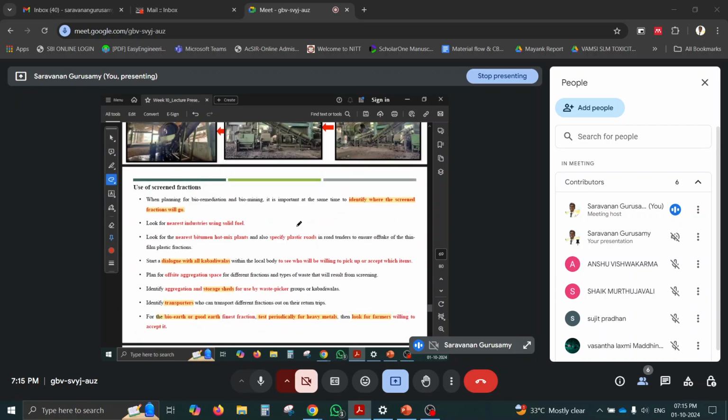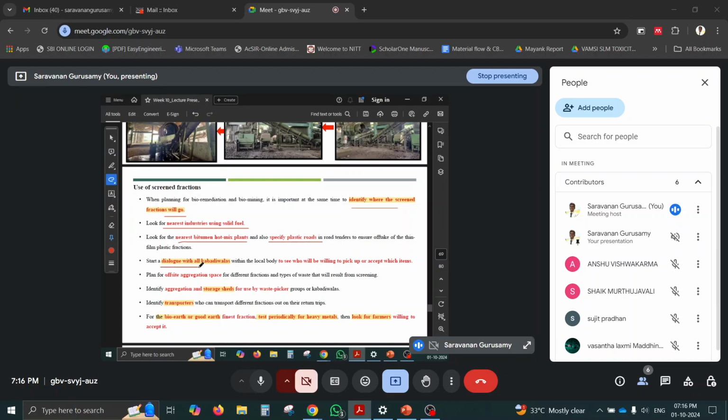So how to use the different fractions? That is the ultimate aim. Without identifying the application for each fraction, we should not start biomining. Otherwise, after separation, the waste will again be on the same land. So identify where each screened fraction will go. Look for the nearest industries that can use the plastic or combustible fraction, that is the RDF. You can also use this RDF with bitumen for hot mix plants, and for road making.